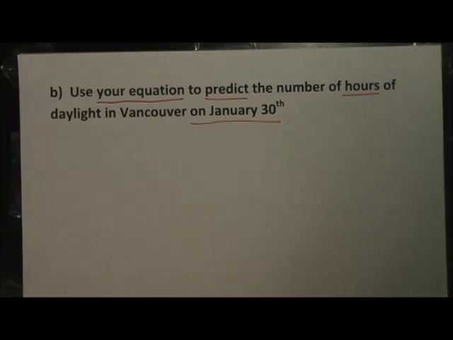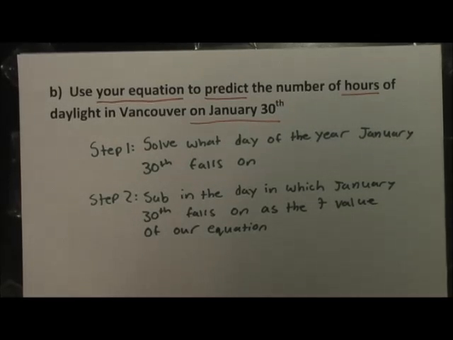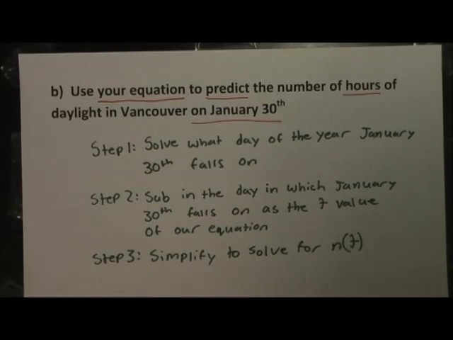Now we must create a step-by-step plan of how to figure out this problem. The first step to solving the problem is to figure out what day of the year January 30th falls on. Step 2 is to sub in the day on which January 30th falls as the t value for our equation. The last step in order to solve for part B is to simplify our equation to solve for n of t, or the number of hours of daylight in Vancouver on January 30th.